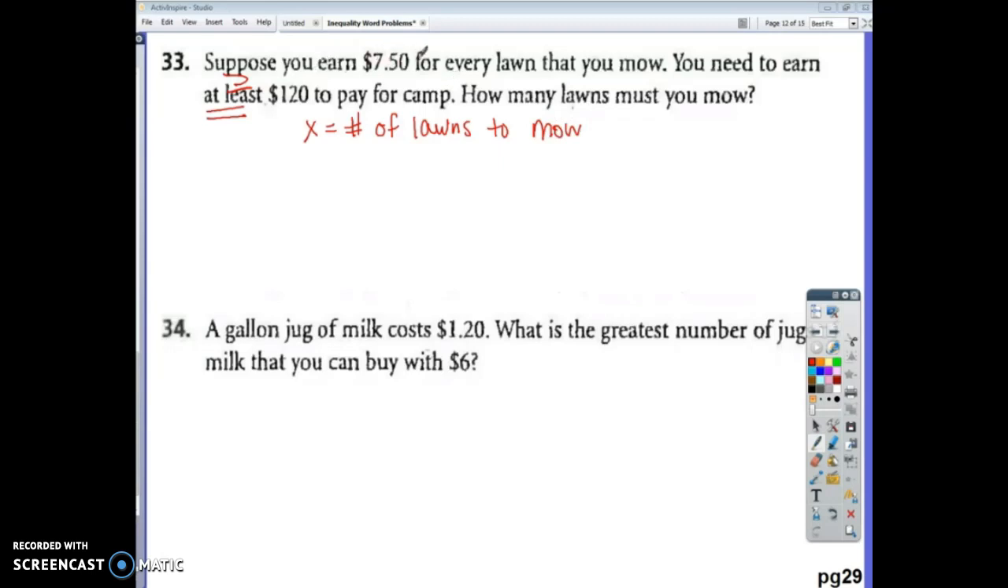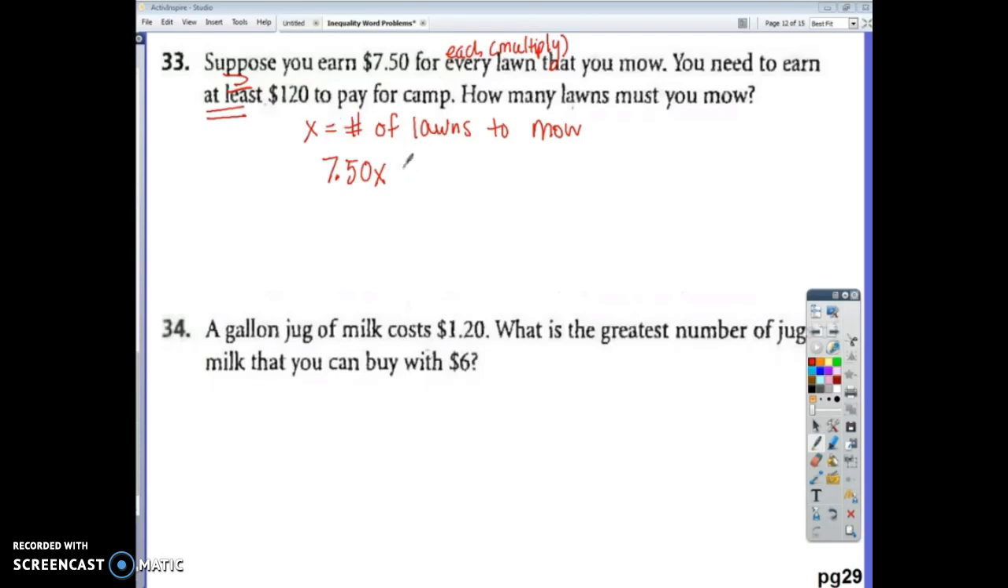So you earn $7.50 for every lawn, or for each. Each and every means to multiply. Now notice right beside this is what I'm looking for, the number of lawns. So $7.50 per, or each, lawn.